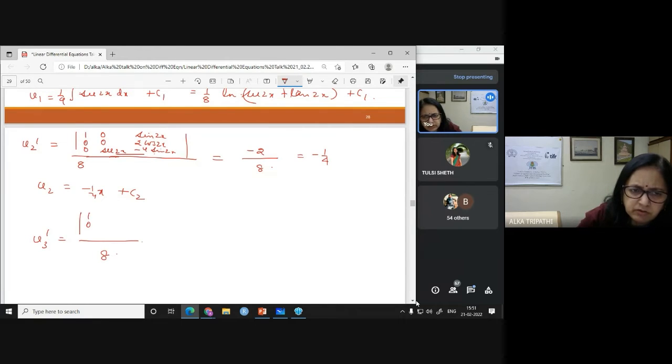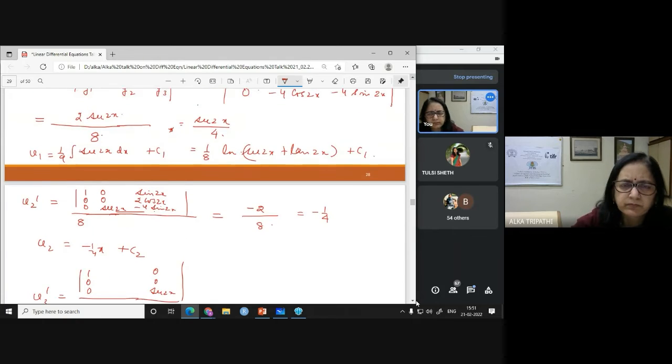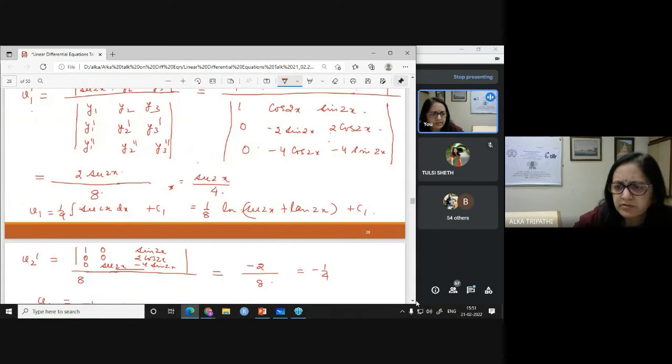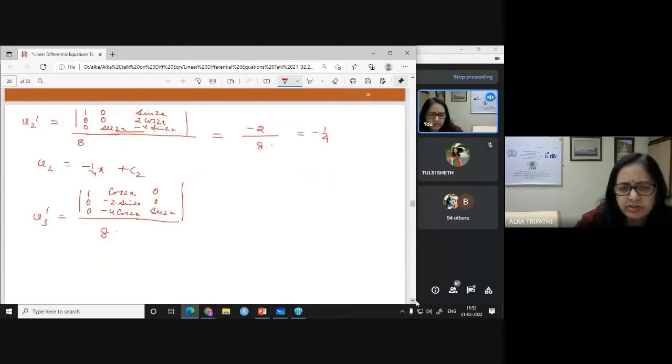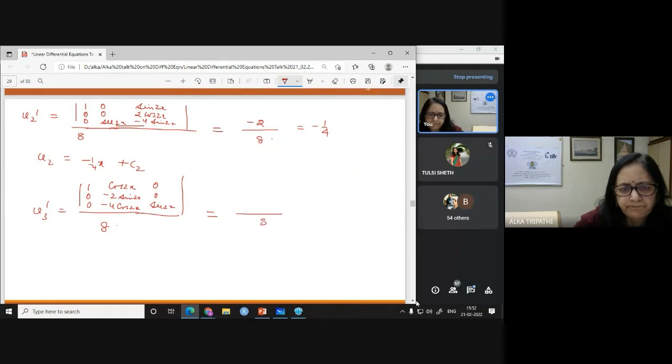Let us write only. This is 1, 0, 0. The last one will be 0, 0, sec 2x. And this matrix will be cos 2x, minus 2 sin 2x, then minus 4 cos 2x. So how much will this value be? Minus 2 tan 2x. Yes or no?